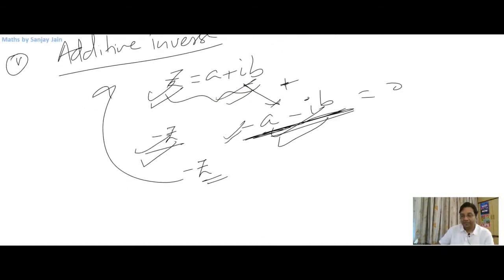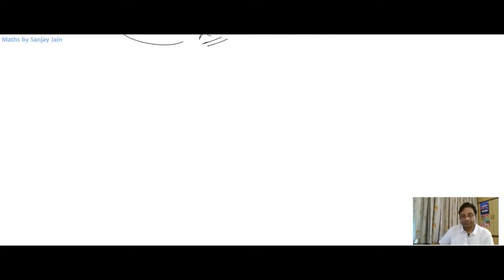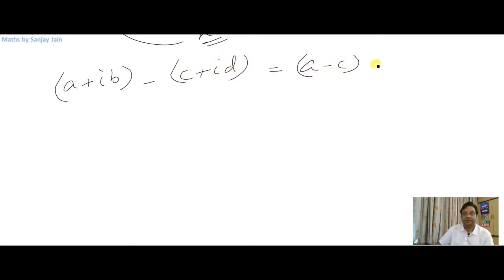Okay. Similarly, you can talk about subtraction also. For example, a plus iota b minus c plus iota d can be written as a minus c plus iota b minus d. So this is similar to the addition, right?